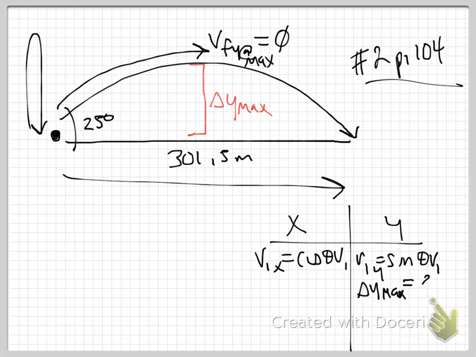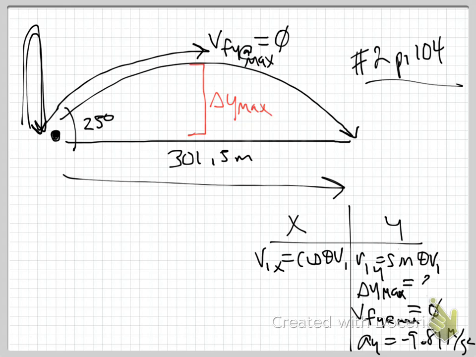And we know that at that point of delta y max, we have a VFY at max. And we know that that's equal to 0. Terrible handwriting, sorry. And we also know that acceleration on the y is equal to negative 9.81 meters per second squared, same as it always is. So we've got those 4 things. If we were just analyzing this, which in a way we are, that would be plenty. We've got VI, we've got VF, we've got delta y, and we've got AY. Those 4 things we can tie together.